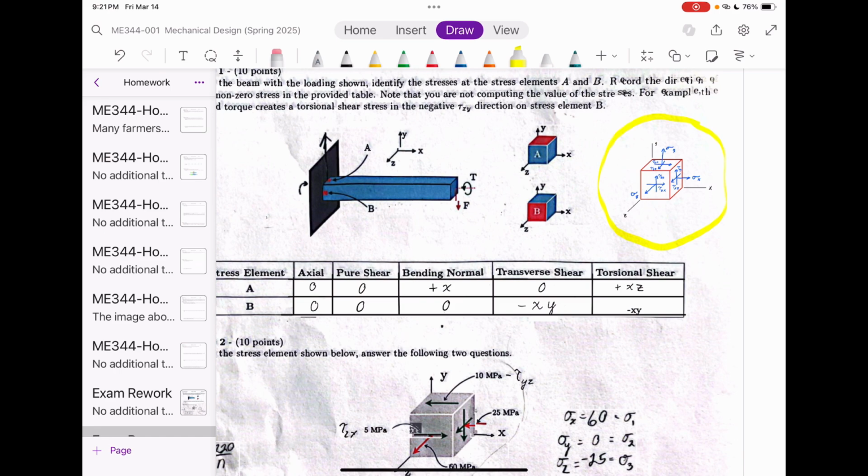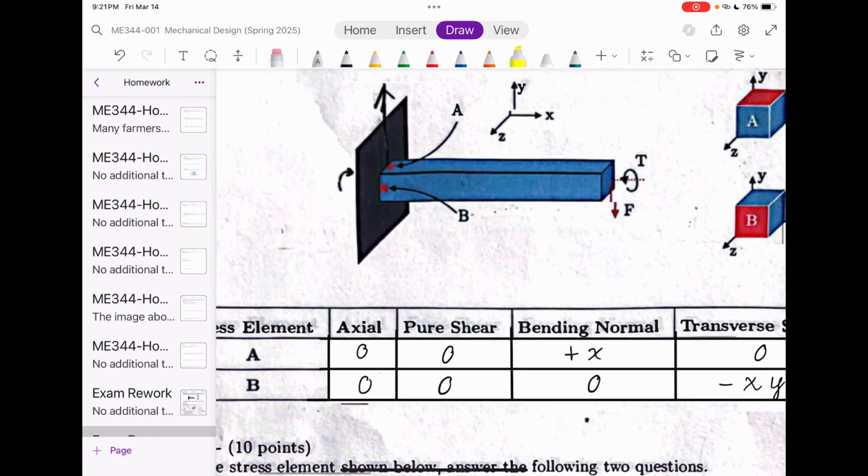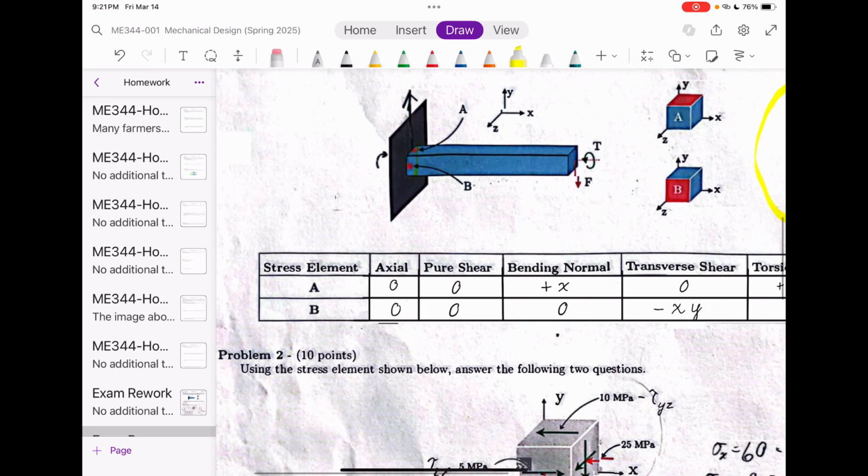When you look at the stresses at A, there are no axial, there are no pure shear. As you can see, there's no force acting right along either of these forces. So both the axial and the shear for A are going to be 0. The axial and shear for B will also be 0, as there are no forces acting in that area.